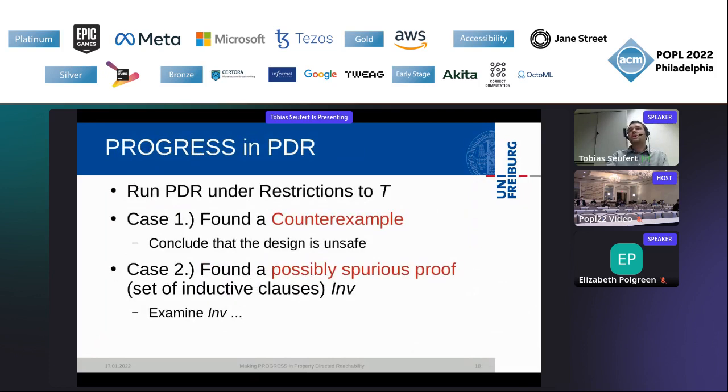Okay. Well, so now that we have the idea of PDR and the idea of restrictions in PDR, we can merge these into an algorithm which runs PDR under restrictions to the transition relation. And then we have two possible outcomes, basically. So the first case would be that we find a counterexample, and then we can conclude that our design is unsafe because counterexamples are valid. The second case, though, is that we find a proof, and of course that proof may be spurious, and that is why we have to examine it further.